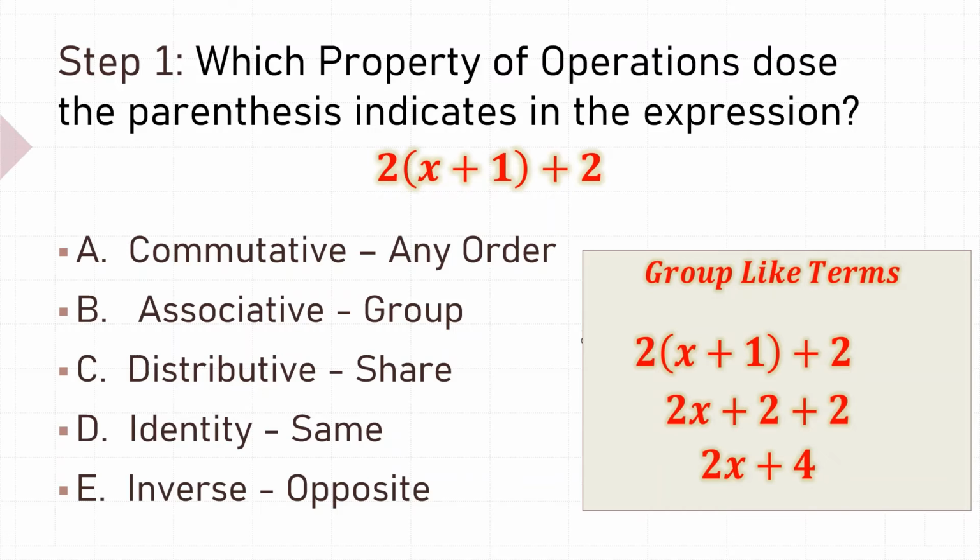Now, let's go a little farther or deeper into the lesson. In order to figure this out, we would have to group like terms. So, right now we know we have 2x + 2 + 2. This will give us 2x + 4.